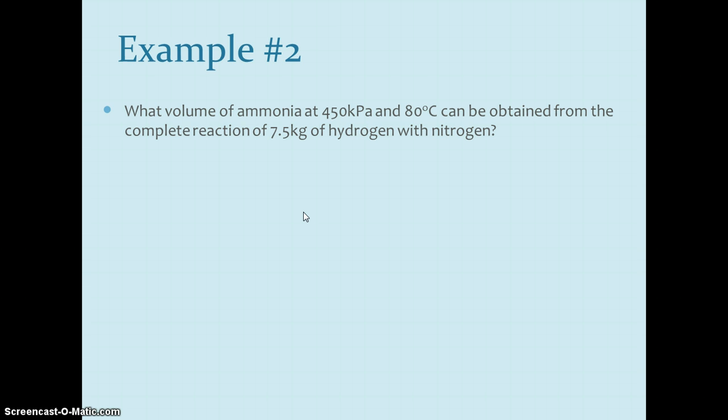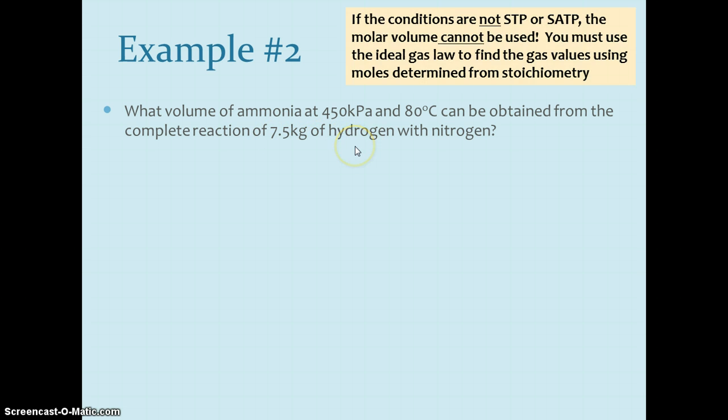Second example here, we've got what volume of ammonia at 450 kilopascals and 80 degrees Celsius can be produced from reacting 7.5 kilograms of hydrogen with nitrogen. Now, we are not at STP or SATP. We cannot use molar volume in this case. We will use the ideal gas law, but the procedure is basically the same.